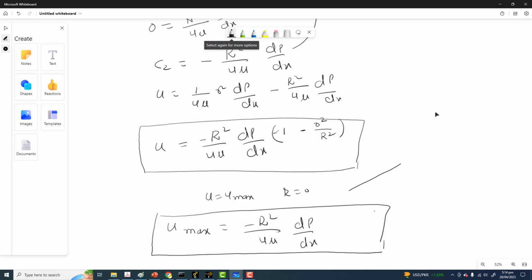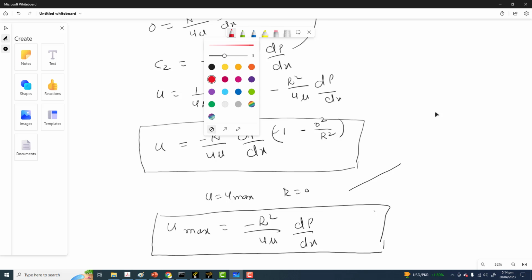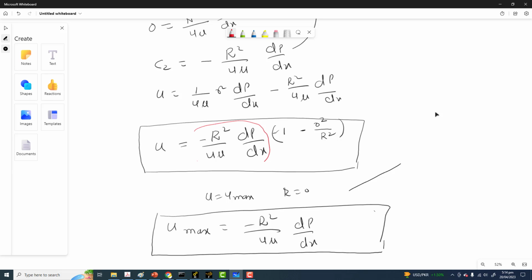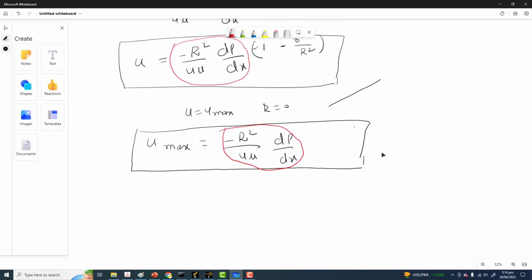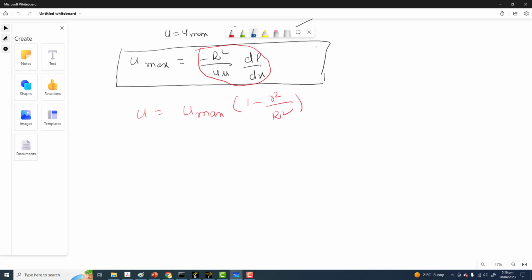If you compare these two equations, you will see one thing: that this term and this term are exactly the same. It means that I can write down the u as this term. This term is the u maximum. So I can write down u is equal to u maximum times 1 minus r square upon r square. So we have changed the unknown values to the known value, but the issue here is that u maximum is not usually speaking a known value.